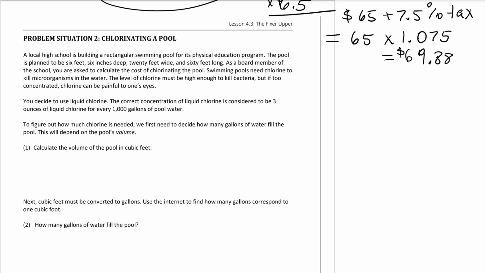The correct concentration of liquid chlorine is considered to be 3 ounces of liquid chlorine per every 1,000 gallons of water. To figure out how much chlorine is needed, we first need to decide how many gallons of water fill the pool, and this will depend on the pool's volume again. All right, guys, so notice in this lesson we're focusing on 3 dimensions, so we're talking about the volume. So let's make a picture of, let's say, this pool. So we got length, we got the width, and we got how deep it is, just kind of depth, which is equivalent to the height.